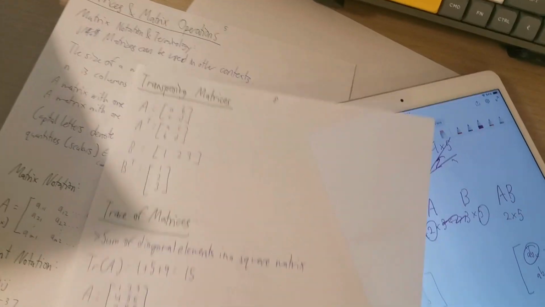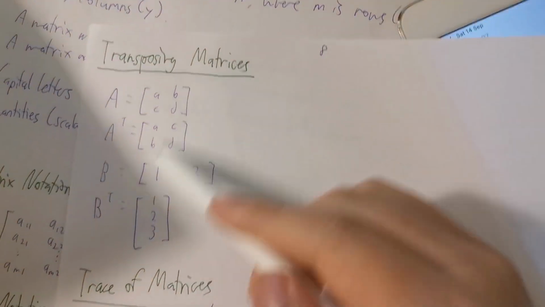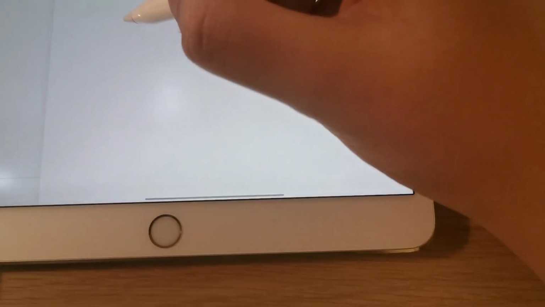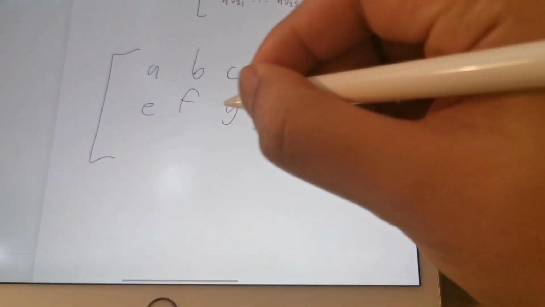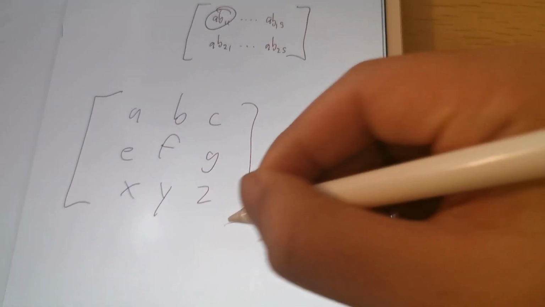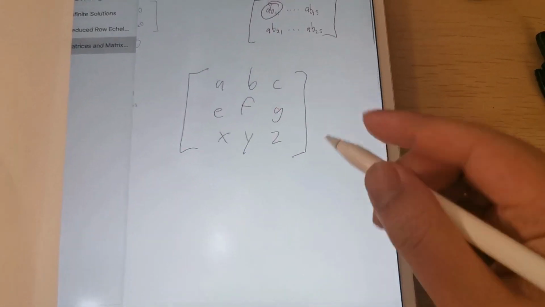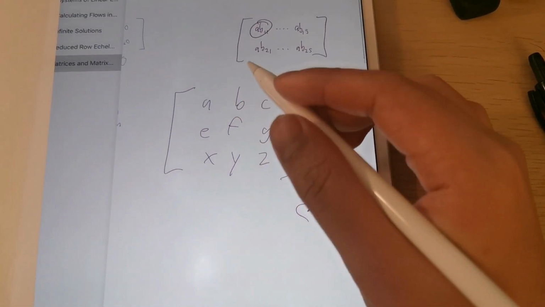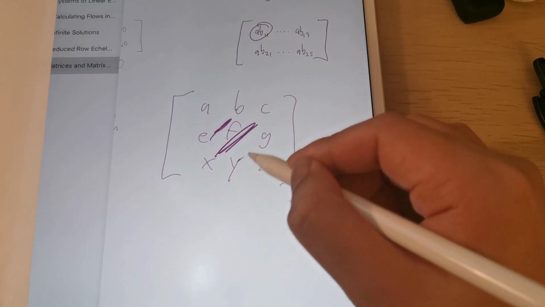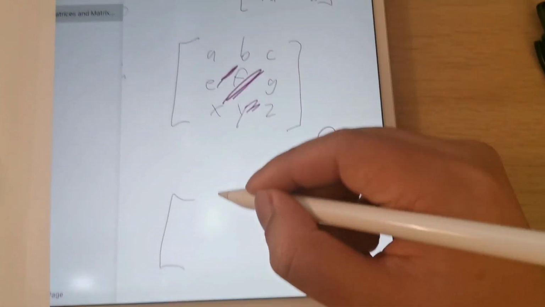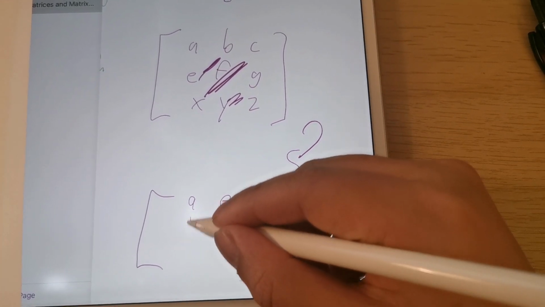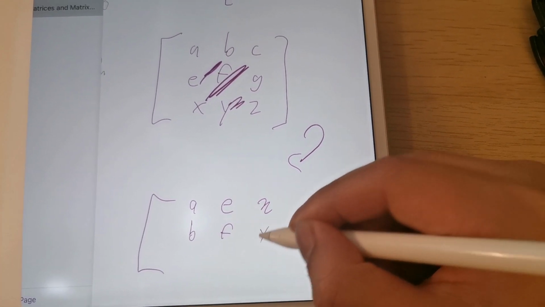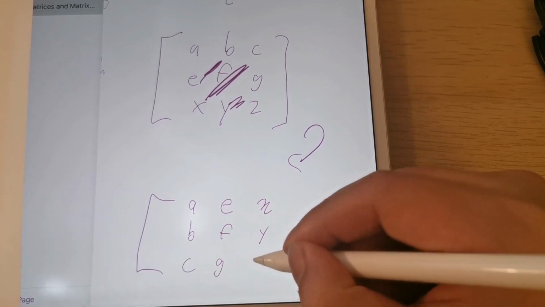And then the last part is again quite simple. You can transpose a matrix. That just means flipping it. If you have a matrix here, let's make it a bit big: A, B, C, E, F, G, X, Y, Z. If you want to transpose it, you just flip it around. So these two swap, these two swap, these two swap. The middle stays the same. But that's basically A, E, X, B, F, Y, C, G, Z.